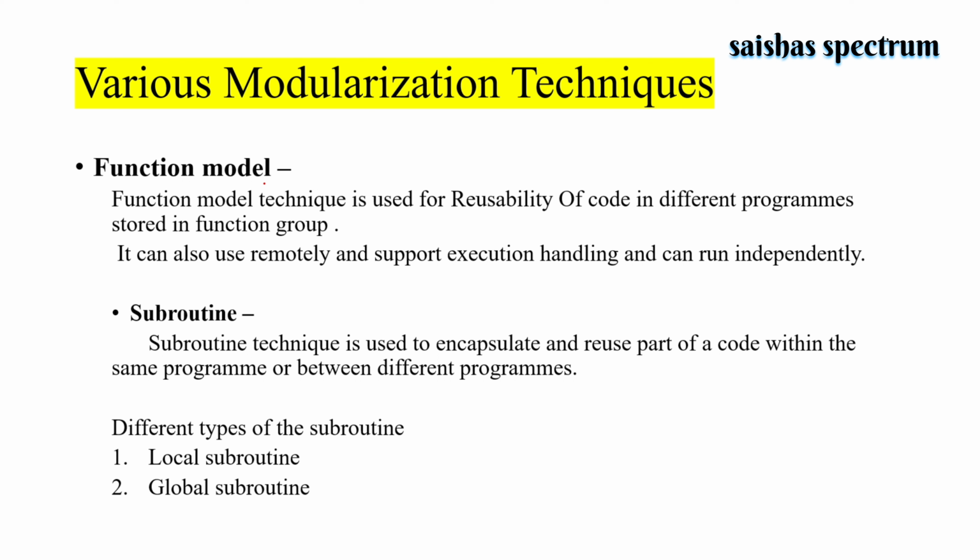The second technique is the function module. This technique is used for reusability of code in different programs, it can also be called remotely, it supports exception handling, and it can run independently. And the third technique is the subroutine. In the subroutine technique, we can encapsulate and reuse a part of code within the same program or between different programs. There are two types of subroutines, local subroutine and global subroutine.